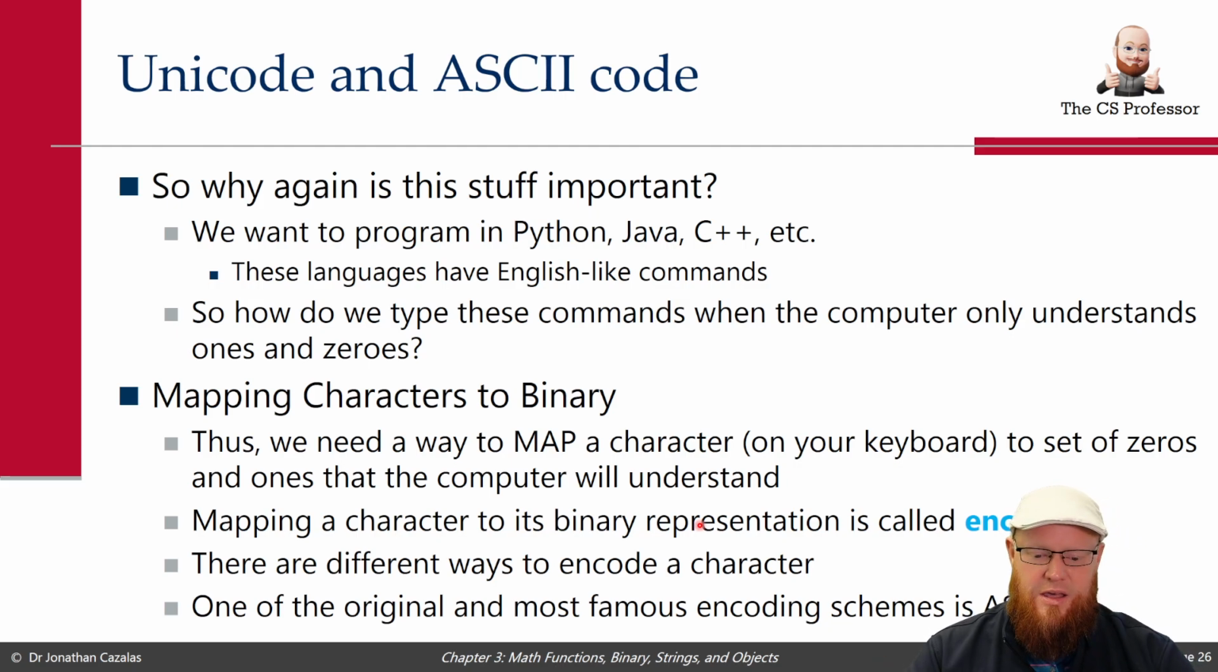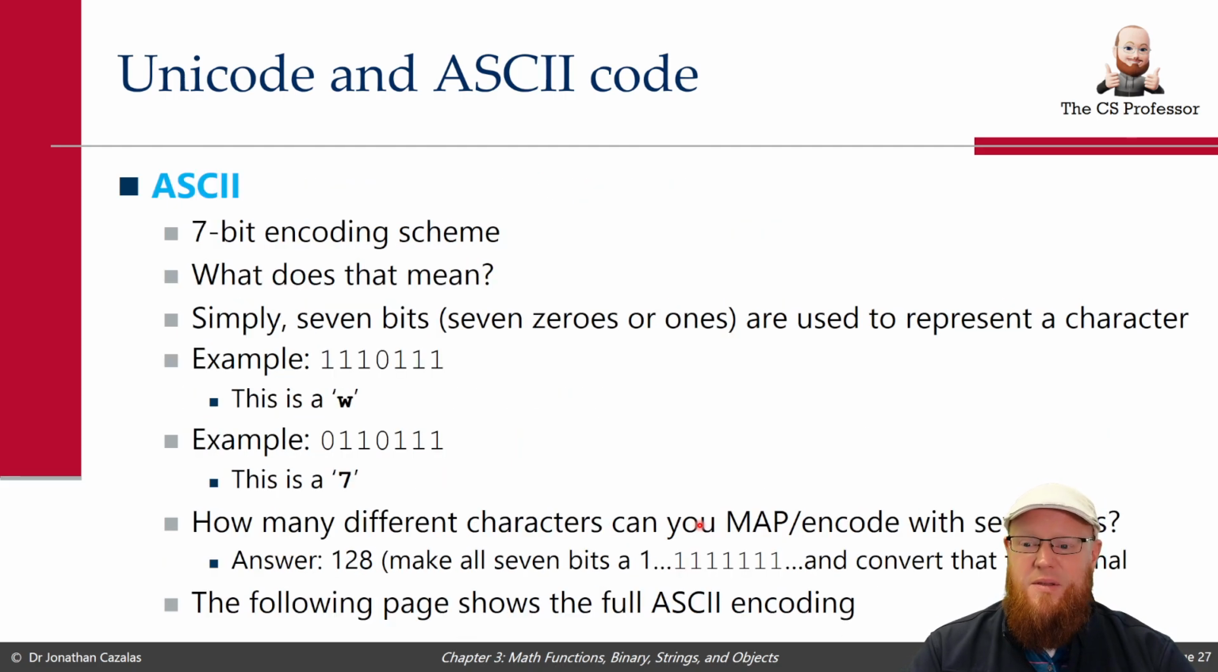Now let's bring all of this together. One of the most famous and original encoding schemes is ASCII. It's called a 7-bit encoding scheme. What does that mean? It means that there are 7 bits that were used to represent a single character. So this character right here, the character W, is encoded with 1110111 in binary. Not only on my computer, on your computer, any computer across the world, 1110111 is the lowercase letter W.